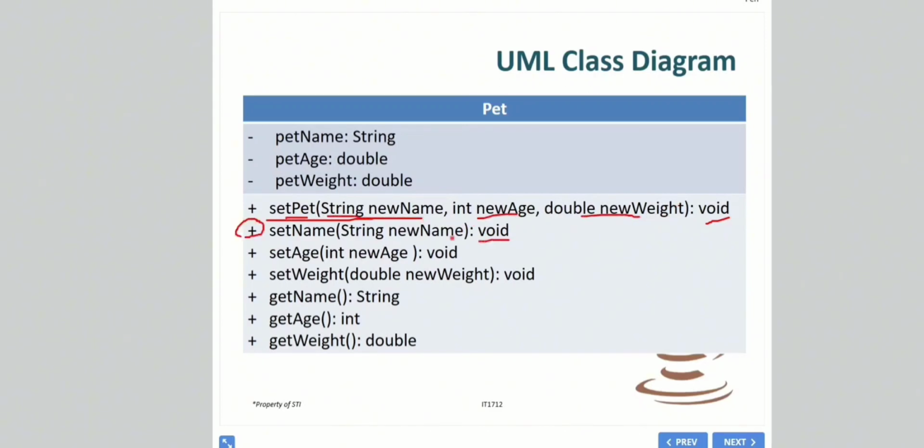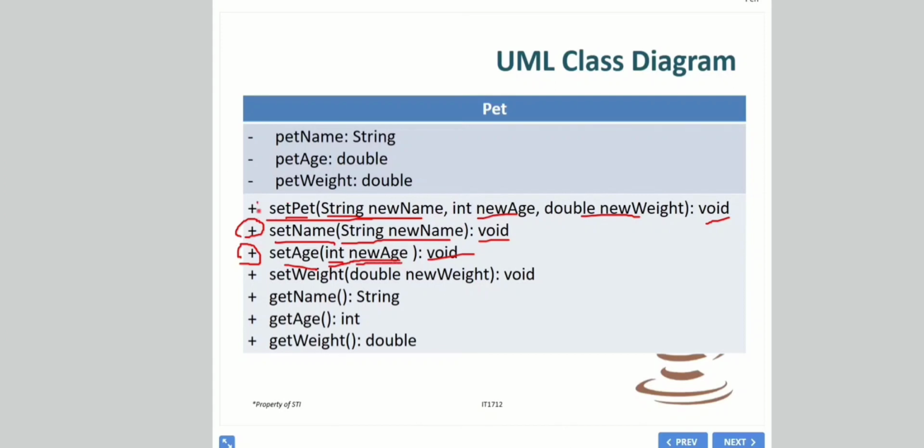Public void setName is your method name, and we have the parameter String newName. The same with setAge. So public void setAge, which is your method name, and we have here our parameter. A parameter consists of a data type and your variable.